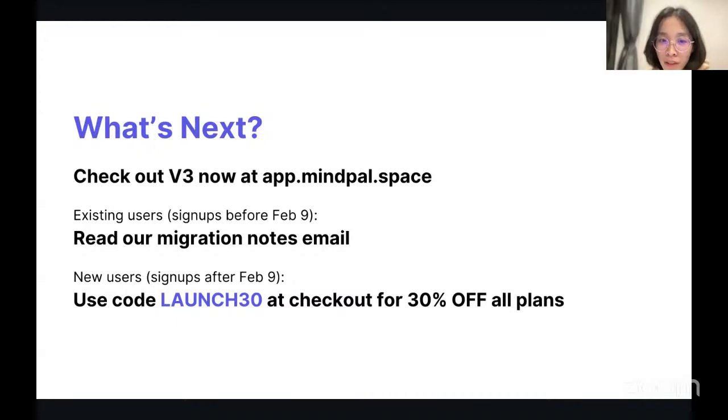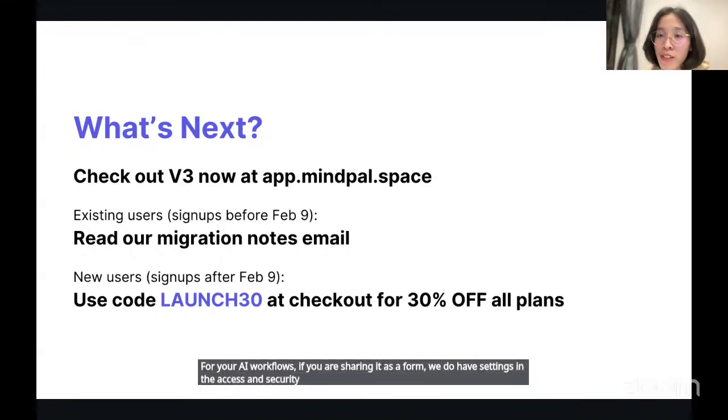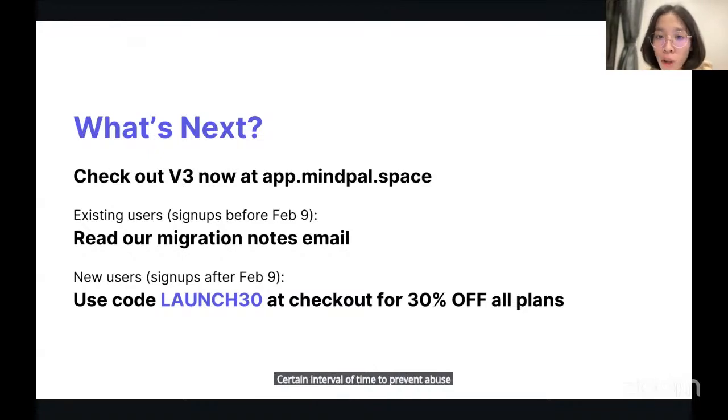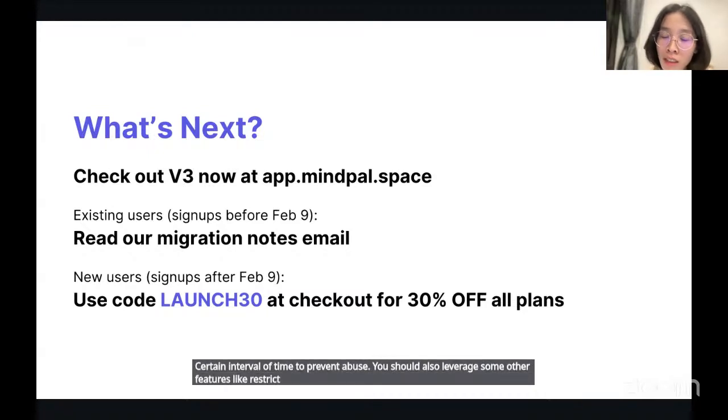For your AI workflows, if you are sharing it as a form, we do have settings in the access and security section that allow you to set a rate limit for your workflow. So you can set a limit of requests for a certain interval of time to prevent abuse. You should also leverage some other features like restricting embedding on certain domains, for example, to prevent your workflow from being shared on websites that you don't like.